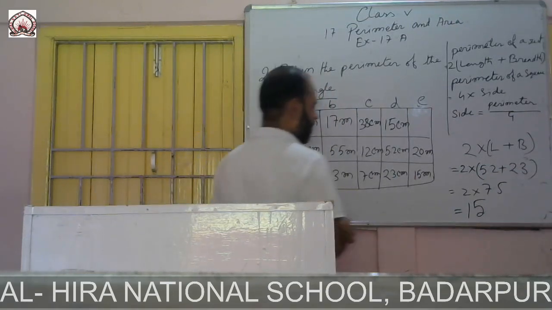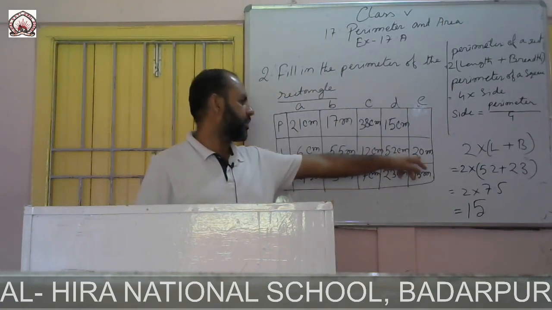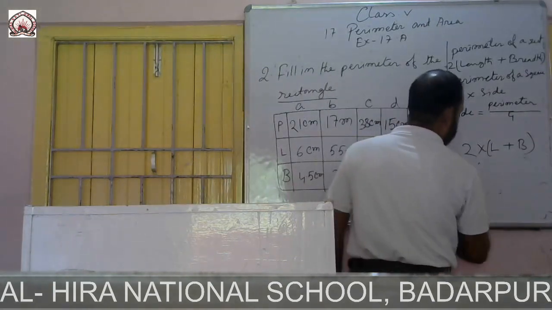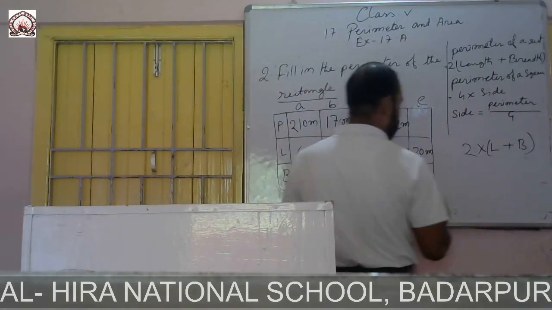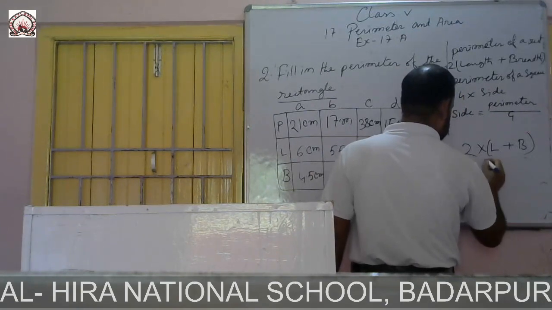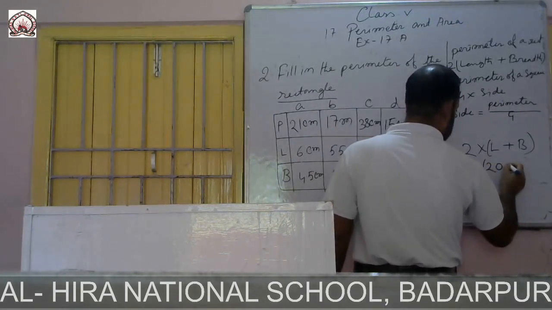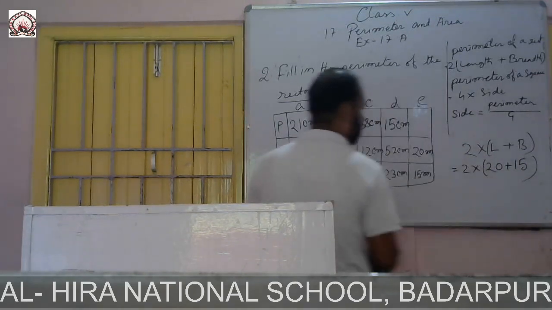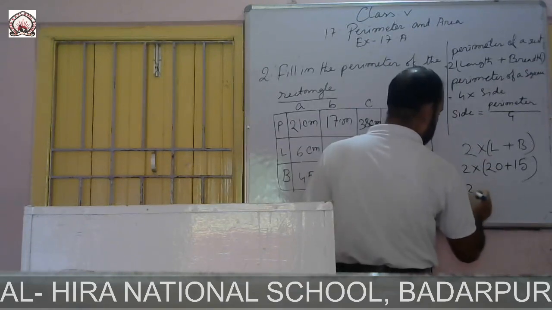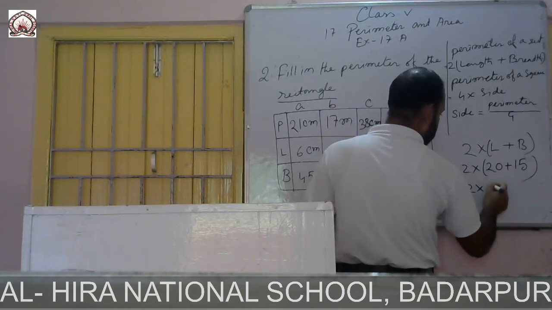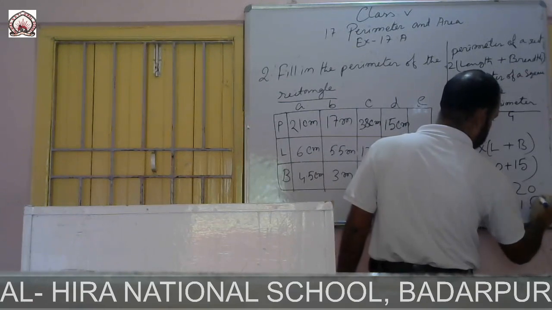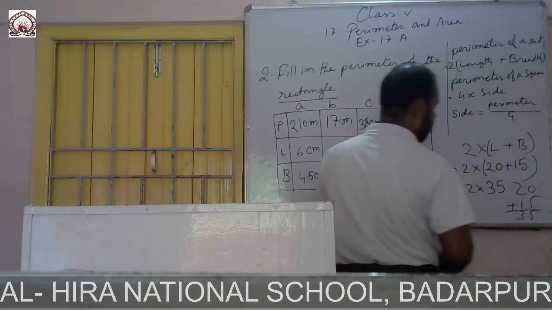Next one is what? Next one is length equal to 20 and breadth equal to 15. 2 into length 20 plus breadth 15. Now 2 into 20 plus 15 is equal to 35. 20 plus 15 equal to 35.